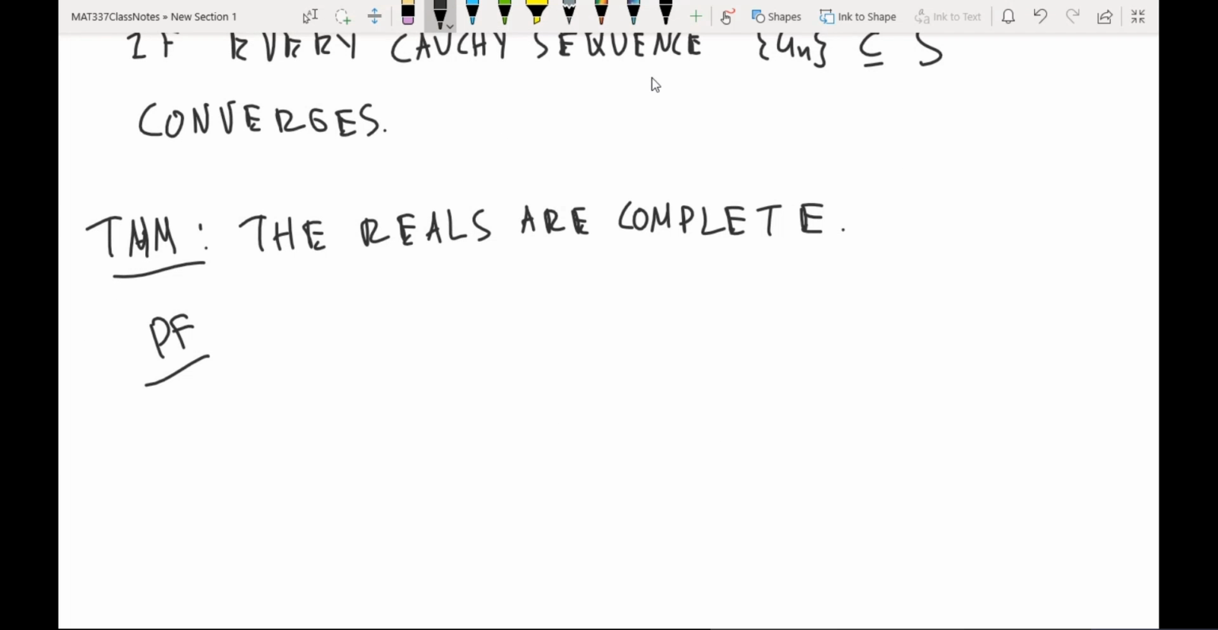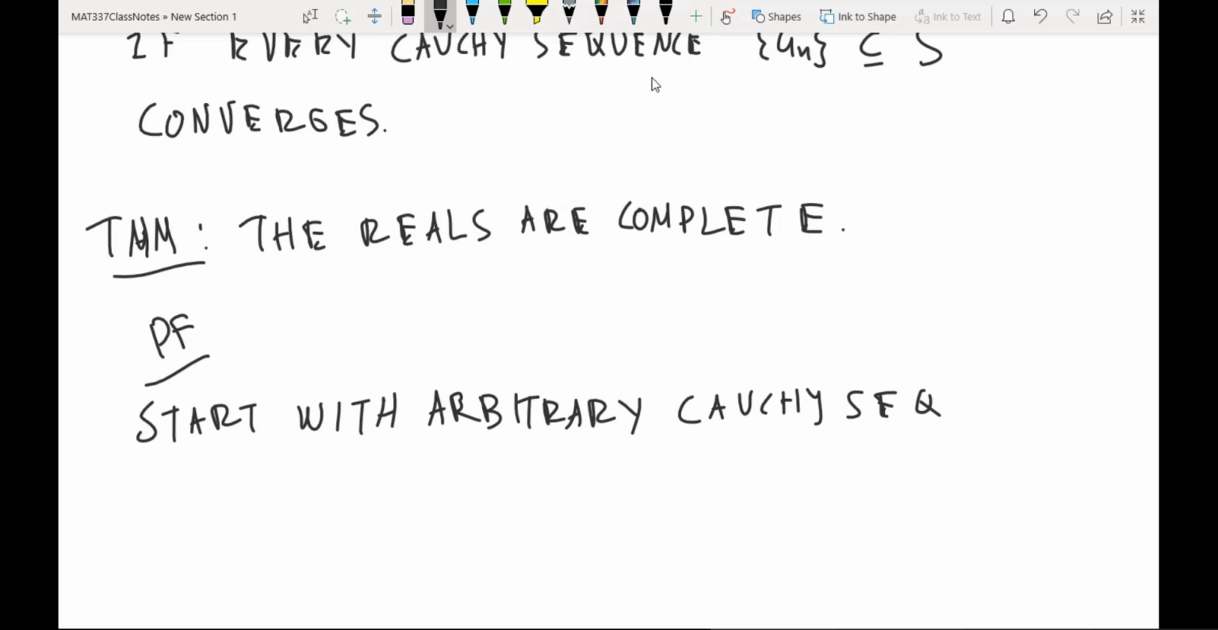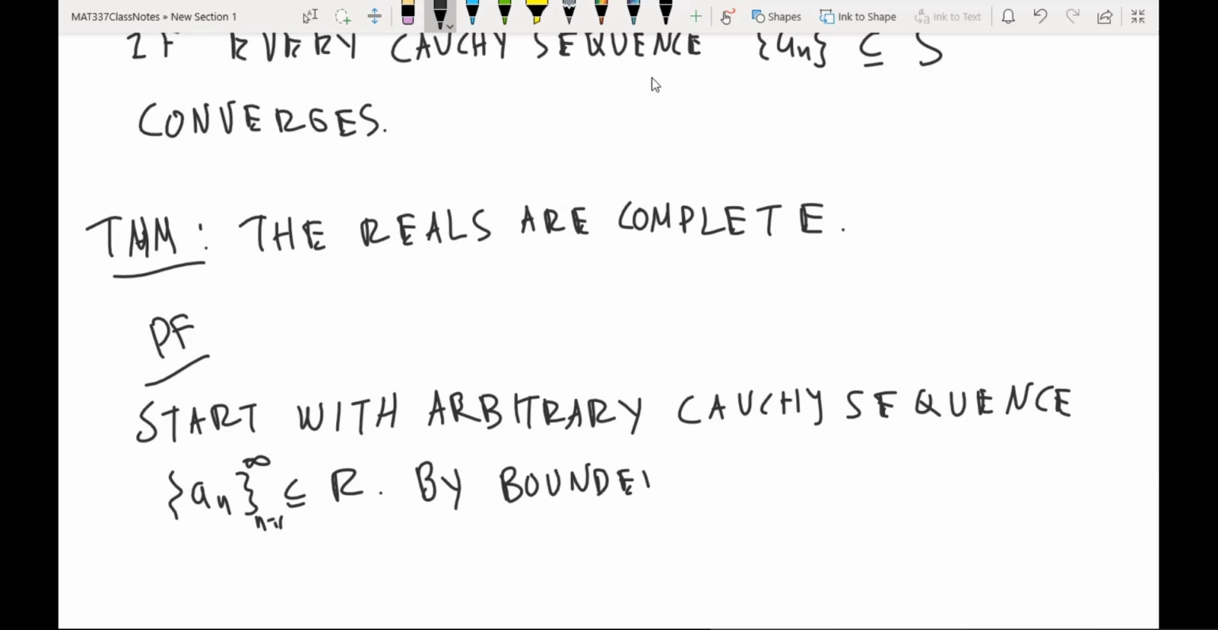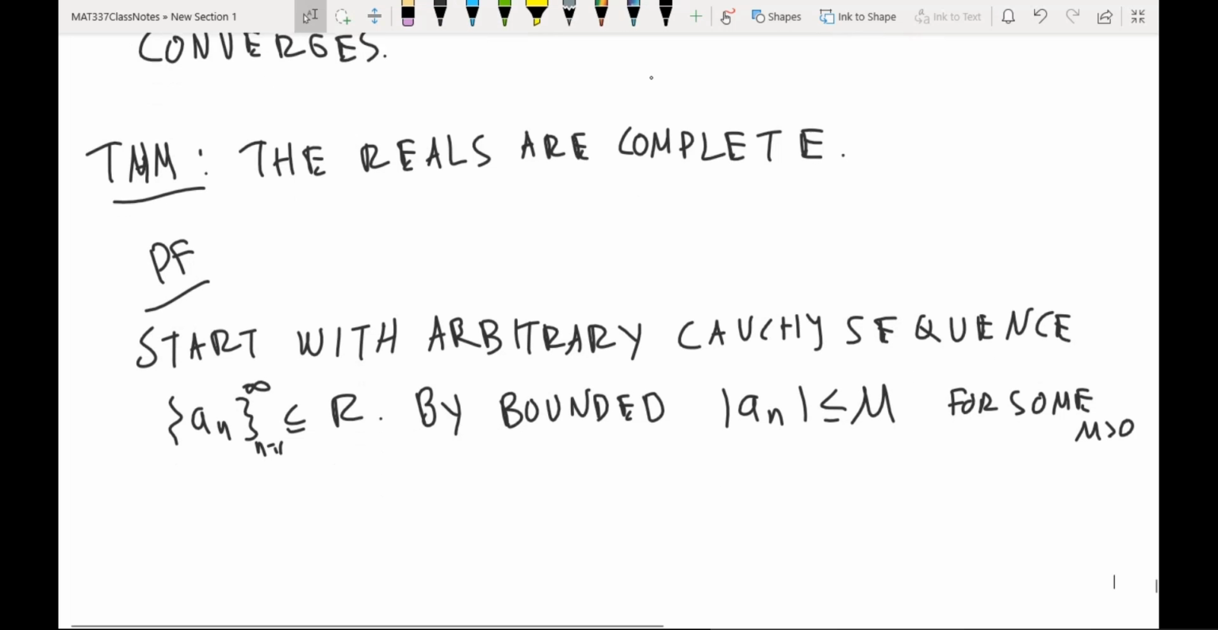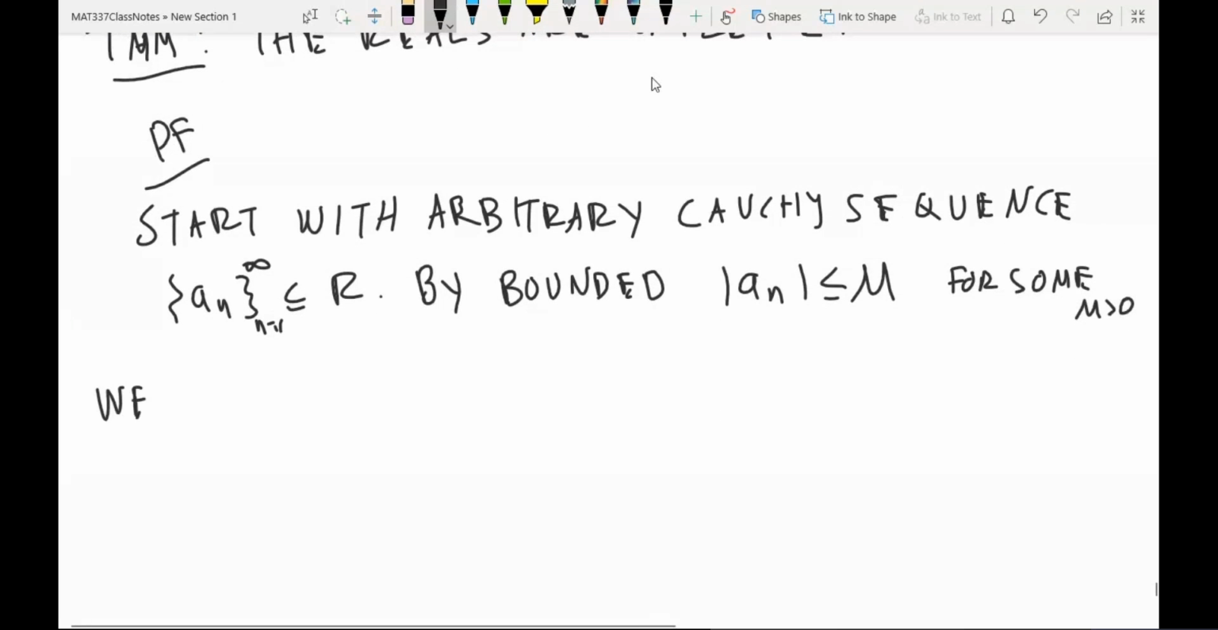Given a sequence, start with an arbitrary Cauchy sequence an in R. As we showed today, an is bounded, for some m. We can apply Bolzano-Weierstrass.